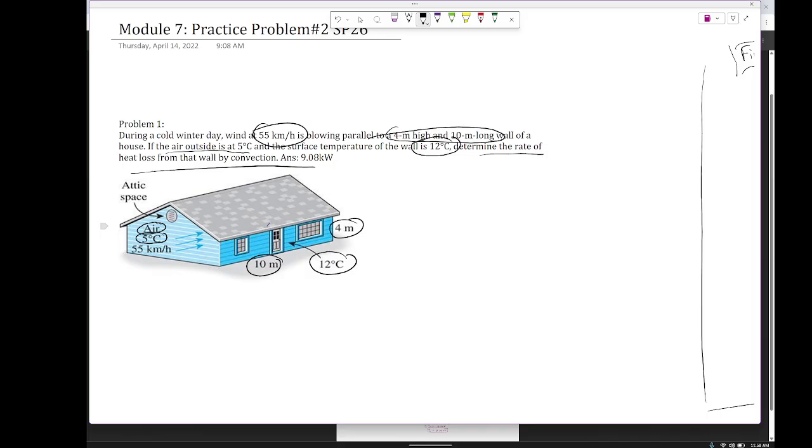That's the thing. Anybody remember the film temperature? You're going to find the film temperature. What is the film temperature? The average of this 12 degree and the 5 degree. Okay? And why is this film temperature?